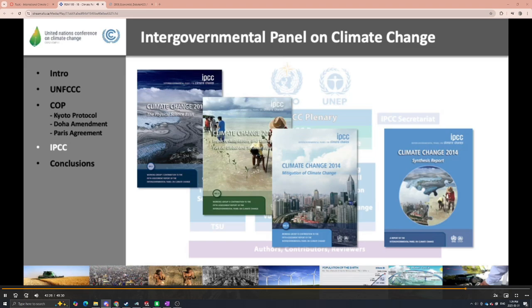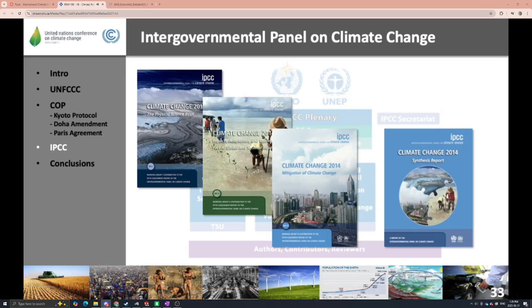The first set of assessment reports was published in 1990, and the most recent set, the 5th assessment report, was published in 2013 and 2014 in preparation for the COP meeting in Paris. The 6th assessment report is scheduled to be published in 2021.